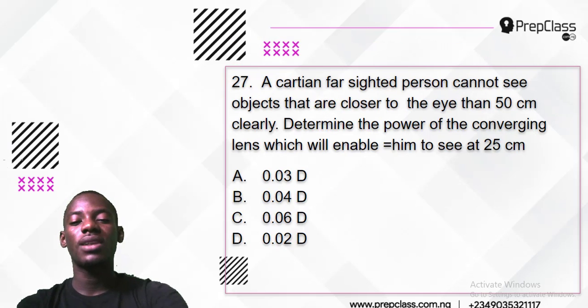Let's check out number 27. A certain far-sighted person cannot see objects that are closer to the eyes than 50 centimeters clearly. Determine the power of the converging lens, which will enable him to see at 25 centimeters. Now, whenever you hear the word power, it is the inverse of focal length. That means I must find the focal length and invert it. So this is what to do.